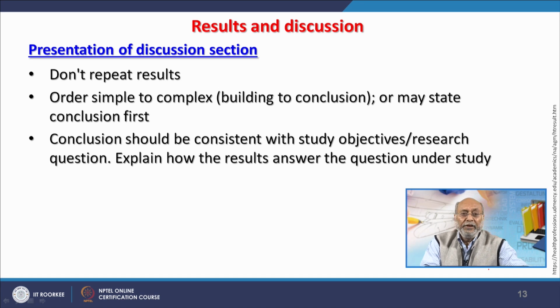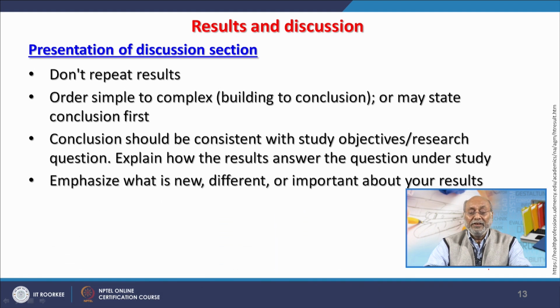So, very briefly, the conclusion should be consistent with study objectives, research question, and also we should explain the results, answers to the question under study. So, these are the things which we should put in the results section and in the discussion section. And the discussion section, as also mentioned earlier, the interpretation, inferences, meaning, significance of your data, of your results should be presented in the discussion section.